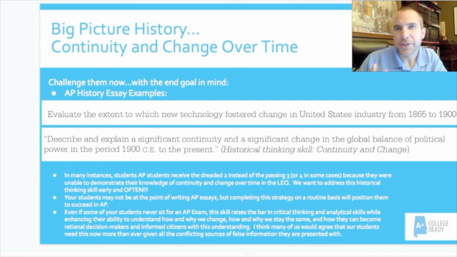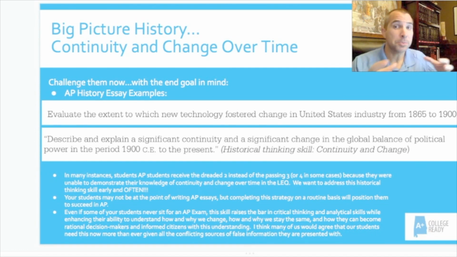So the essential skill here that we want to build for our history students is the skill of continuity and change over time. This is really what you would call big picture history. Sometimes it's difficult to do this strategy if you haven't covered enough material. This is almost like a flyover, maybe over an entire unit. Sometimes it looks at multiple units of your curriculum.